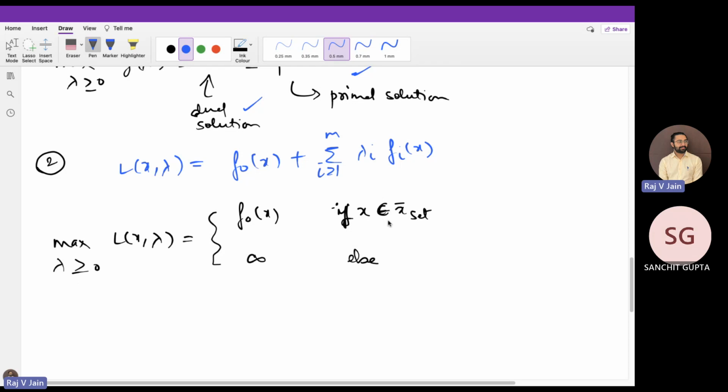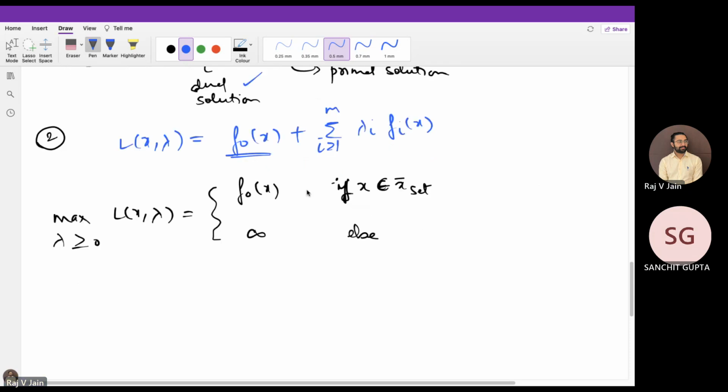But that is only if x is not in the x prime set, right? If x is inside there, then also I can put lambda equal to infinity. But it will be upper bounded by this value, no? That's the maximum it can achieve. Oh, okay. Right. That's the idea.